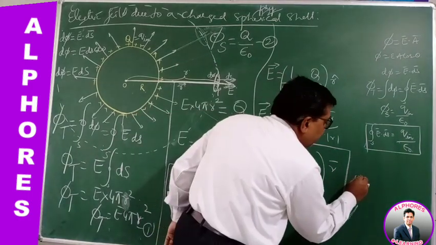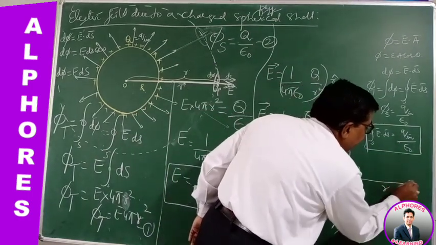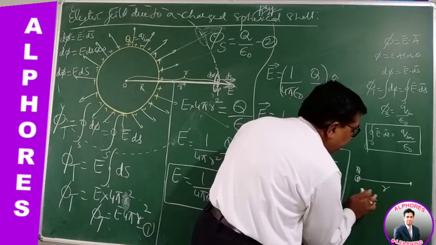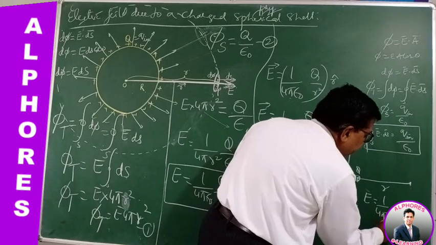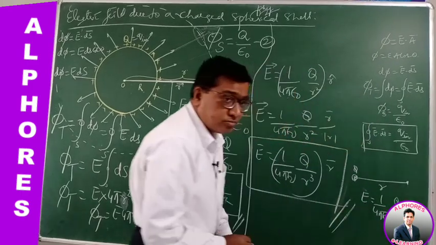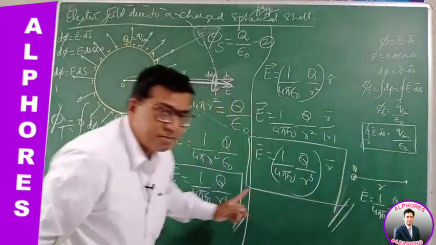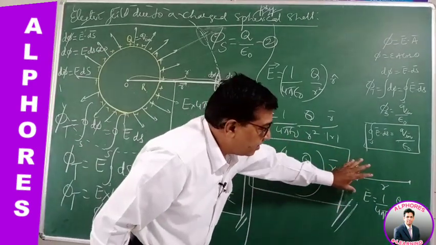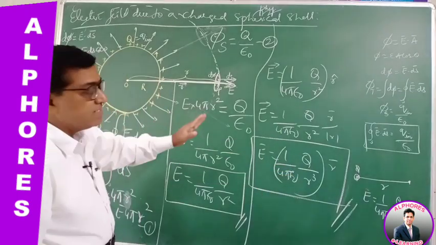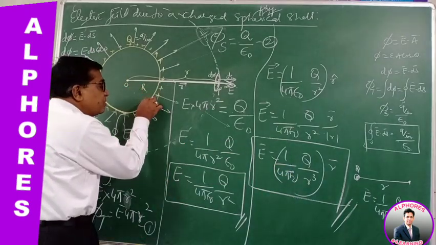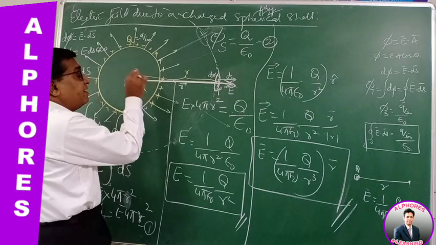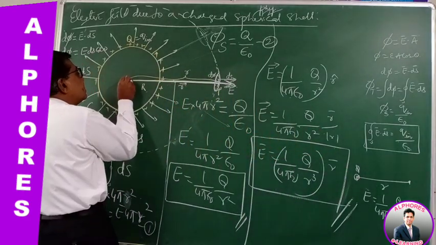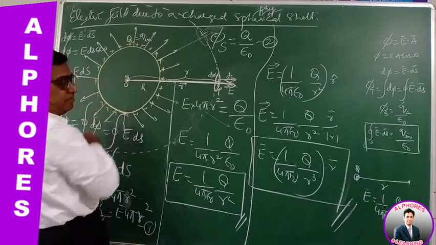Suppose I imagine a point charge q at a distance r. The electric field due to a point charge at a distance r, we have found, is E equals 1 by 4 pi epsilon times q by r square. So these two expressions are the same. By comparing them, the charged hollow sphere will behave as a point charge, as if all the charge is concentrated at its center.